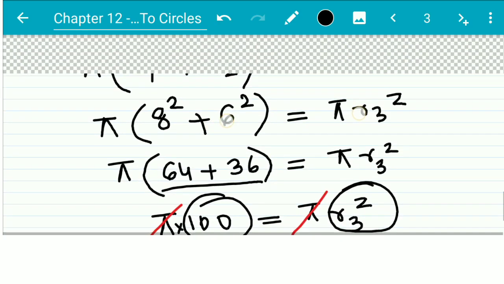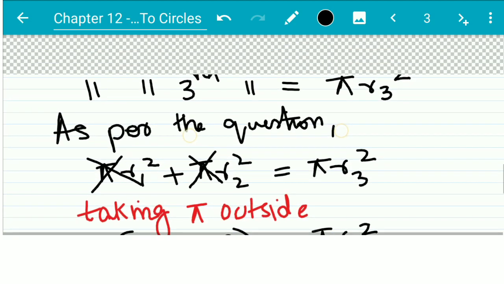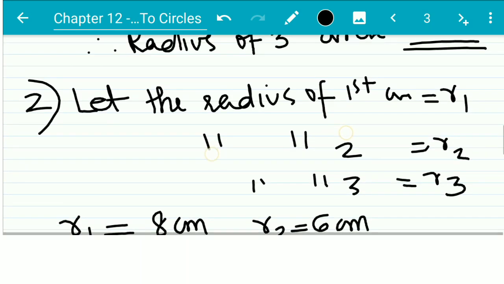Actually, question number 1 and 2 are similar. Only thing is, the first question is circumference, and the second question is area based. So start in the same way. Let the radius of the first circle be R1, the second circle R2, and the third circle R3.